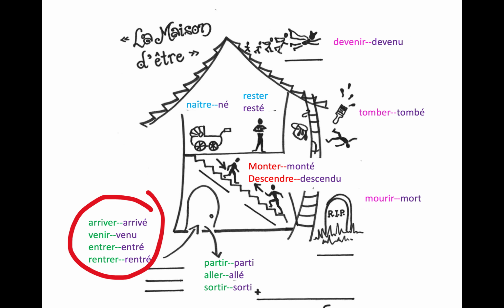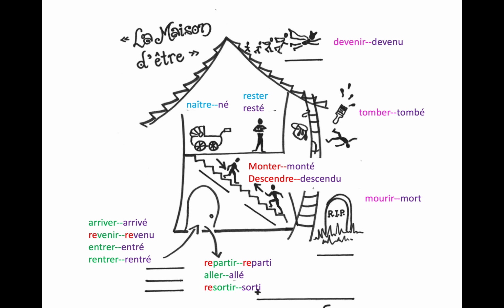And now something else to show you. Look at these verbs over here. We have arriver, venir, entrer, rentrer. What happened? Do you see we have entrer and rentrer? And we have venir and revenir. If we put re in front of some verbs, it just means to have it happen again. Venir is to come. Revenir is to come back. Come again, come back. So let's look at these. Repartir is to leave again. Ressortir is to go out again.